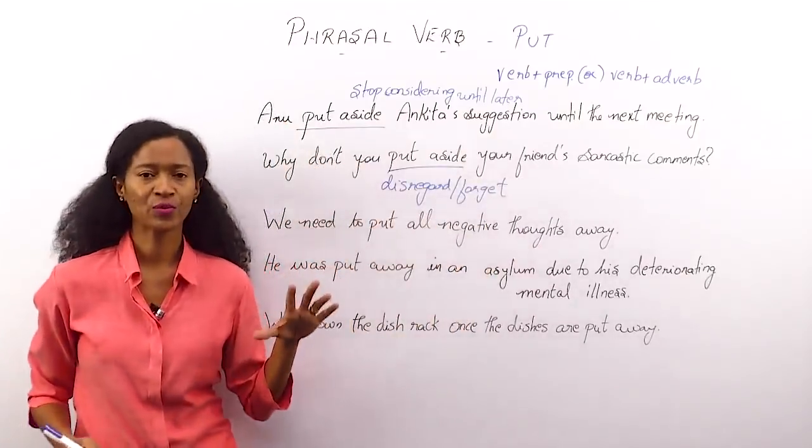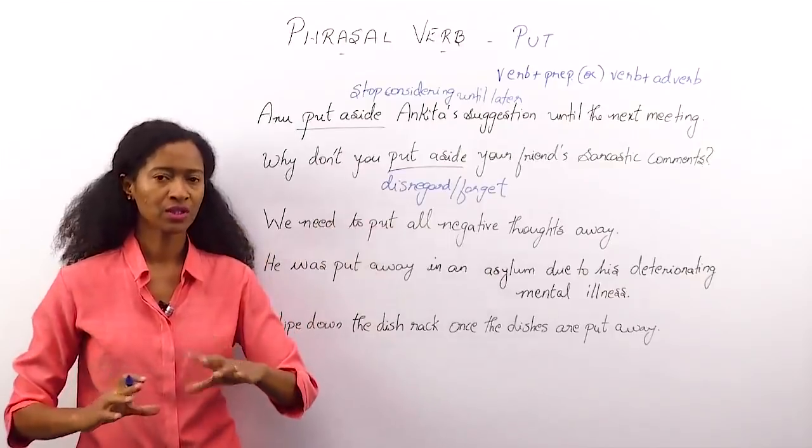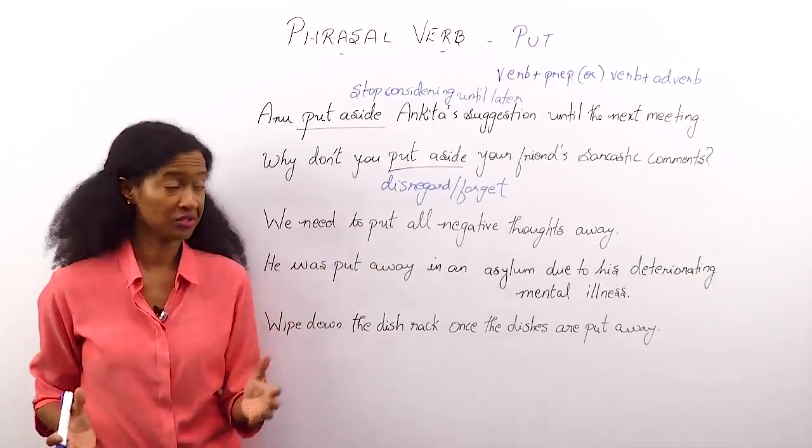So put aside, the phrasal verb we saw in these two example sentences. One meaning is to stop considering until later. The next meaning is to disregard or to forget about it.